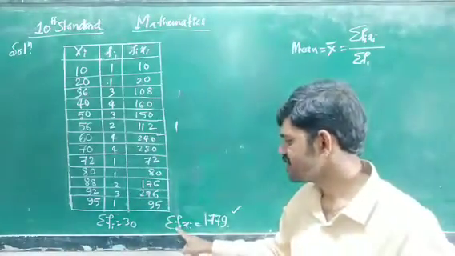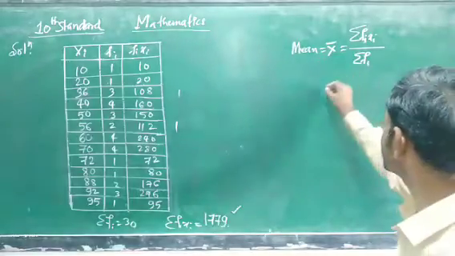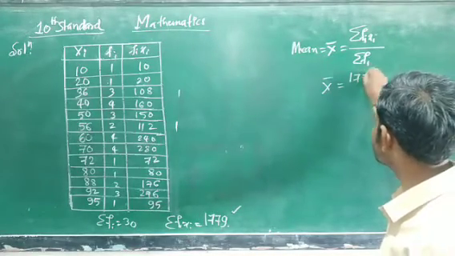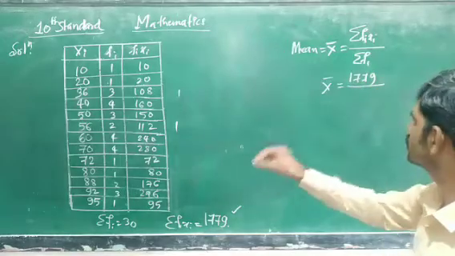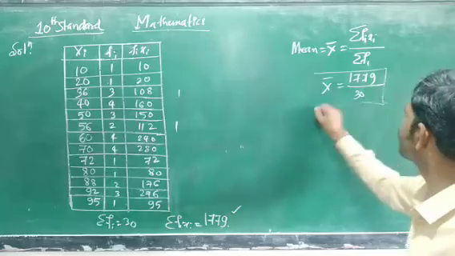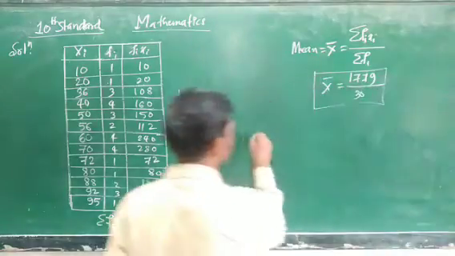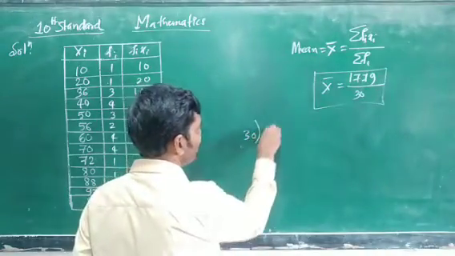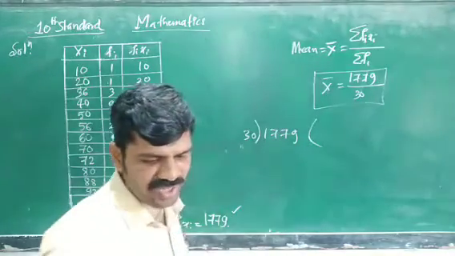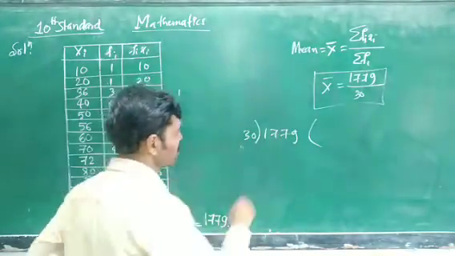What is here? Summation of xi fi. We have to write here x bar equals 1779, divided by summation of fi, that is 30. Okay. So if we divide this, we will get the answer.